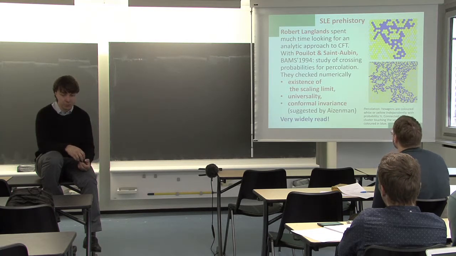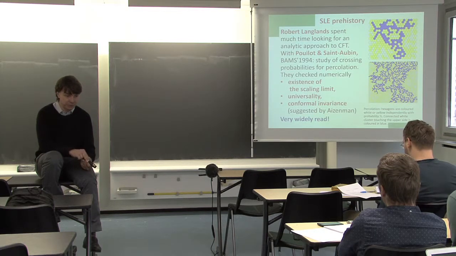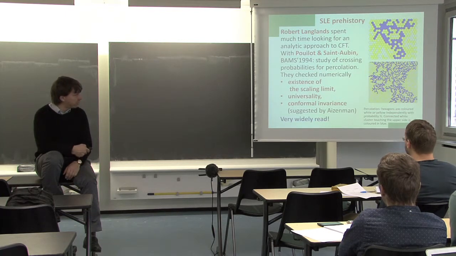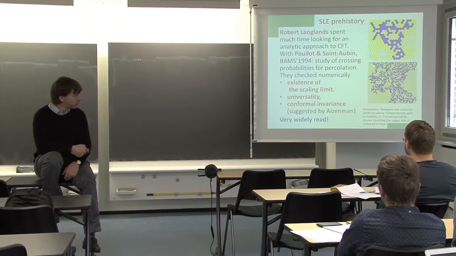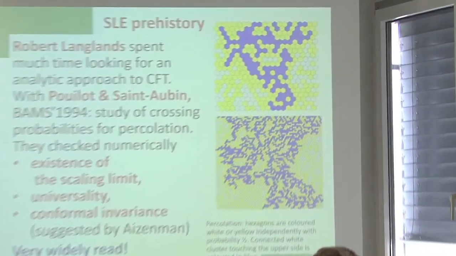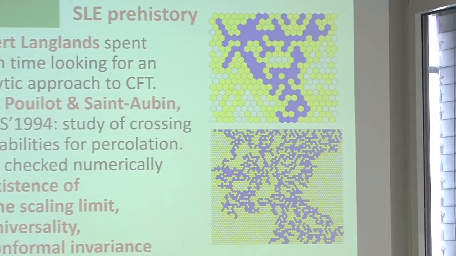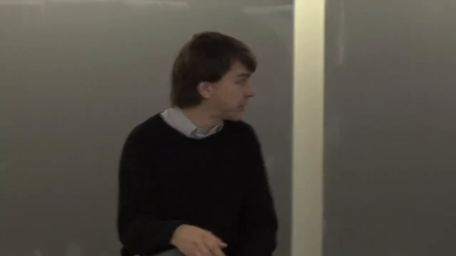He asked the question: suppose we believe in renormalization groups, suppose we believe in universality, can we test it for some mathematical object? And what he suggested is to test it for percolation, for the probability that there is a crossing. You take some rectangular shape, and you check the probability that there is a crossing. They checked numerically that there is a scaling limit. They worked with several different shapes, and checked that for all these shapes, when you send the mesh of the lattice to zero, this converges, or seems to converge, to a limit. It's universal: they worked with five different lattices, and the limit was always the same at criticality.